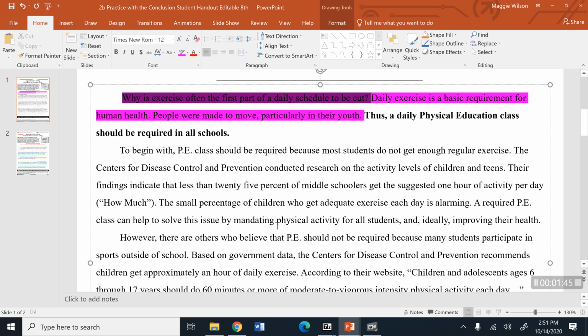Now let's go to the body paragraph. The body paragraph has 4 parts. It has the premise, the intro to the evidence, the evidence, and the justification.